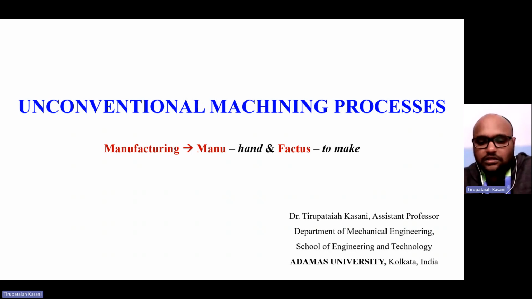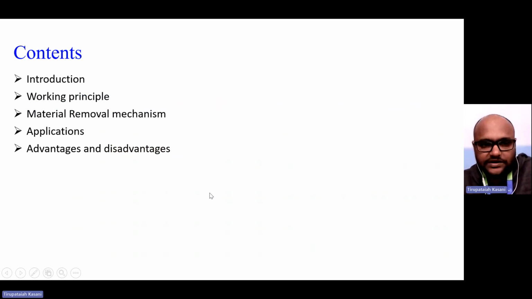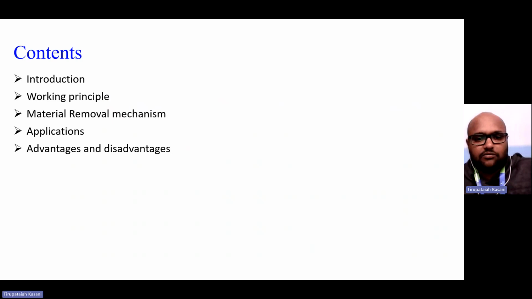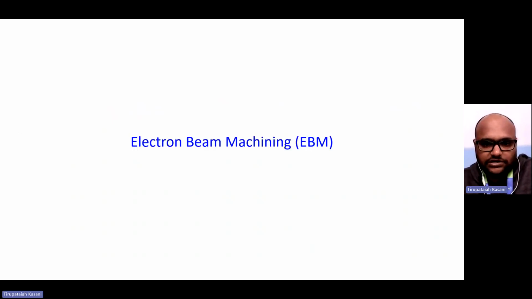Now, the contents of each unconventional manufacturing process discussion will follow like this. Contents: introduction, working principle, material removal mechanism, applications, advantages and disadvantages.